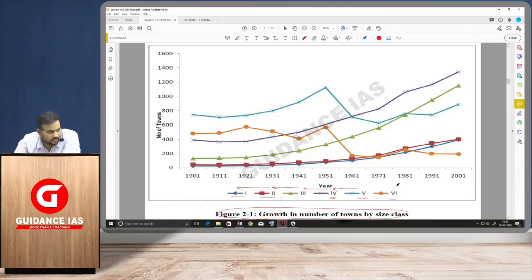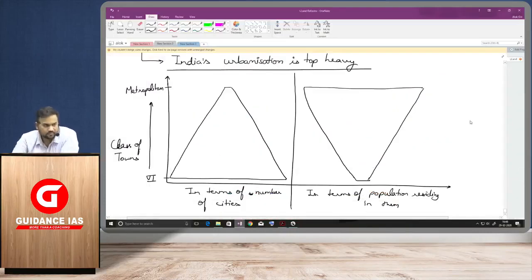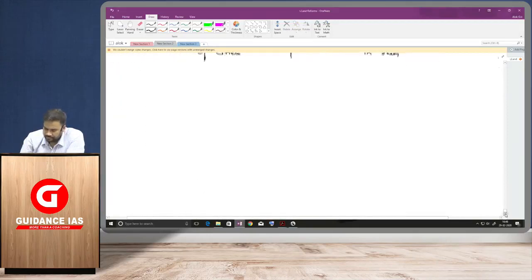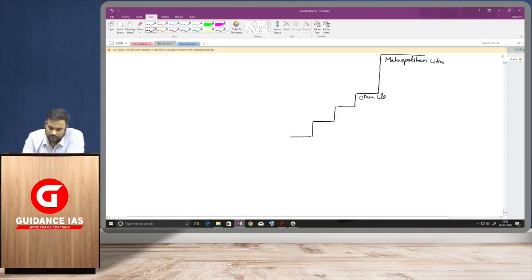This process has been what? A broken hierarchy. We have a broken rural-urban hierarchy in India. The settlement hierarchy is broken. We had made a diagram for this, remember? One diagram we have made. Here are the metropolitan cities. Here is other class 1. Here is class 2. Here is class 3. Here is class 4 towns. Here is class 5 and 6 towns. And finally here there is rural.